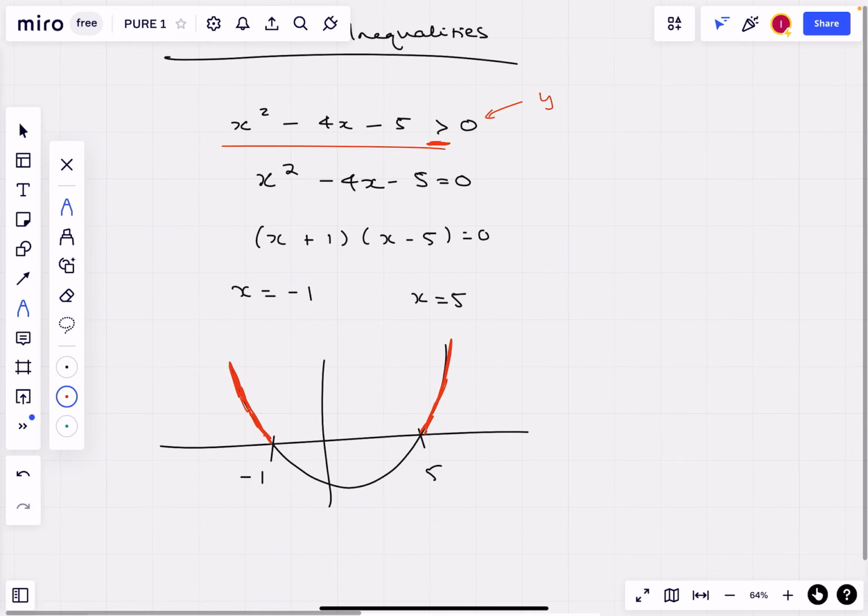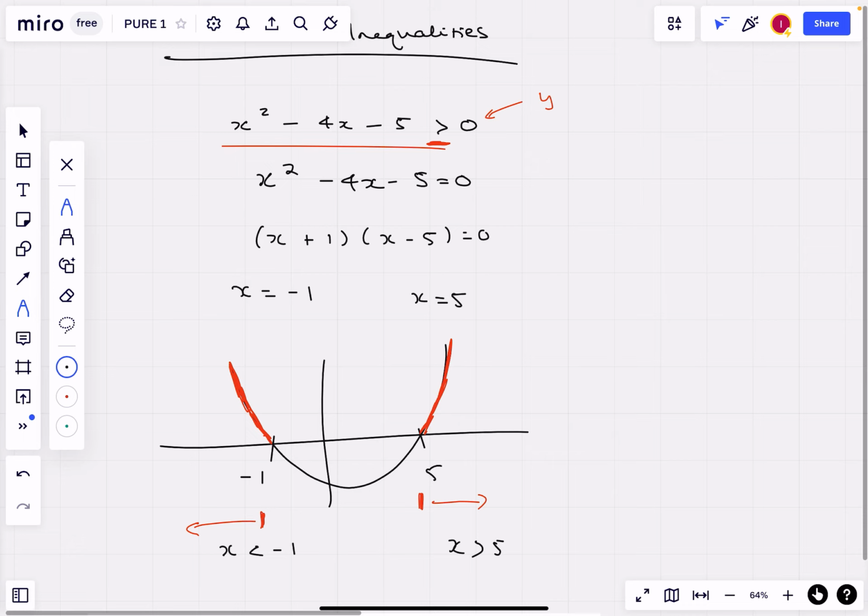Now, what you're essentially doing is looking at 5 and greater, and minus 1 and below. So your inequalities would be x is greater than 5 or x is less than minus 1. Does that make sense? Cool.